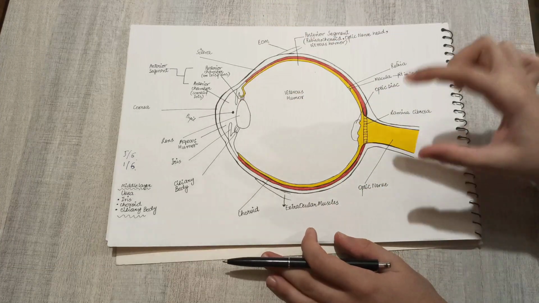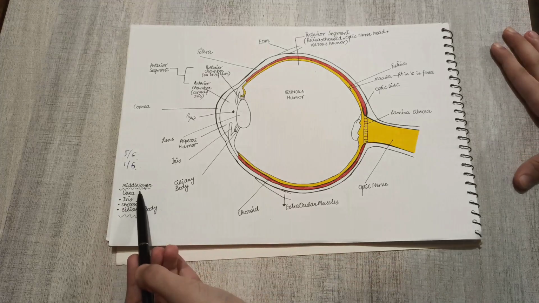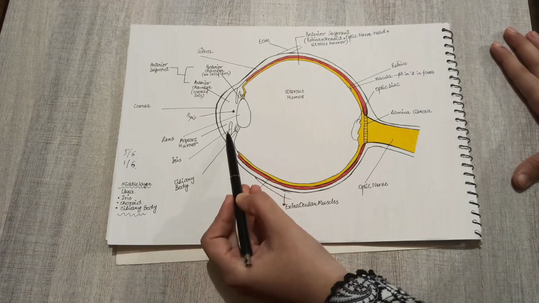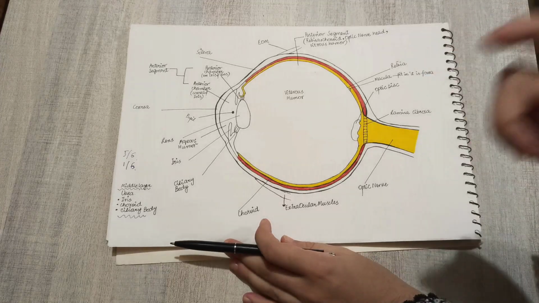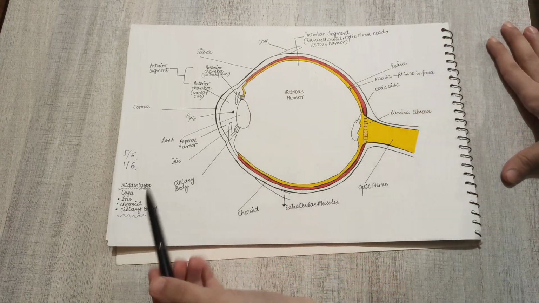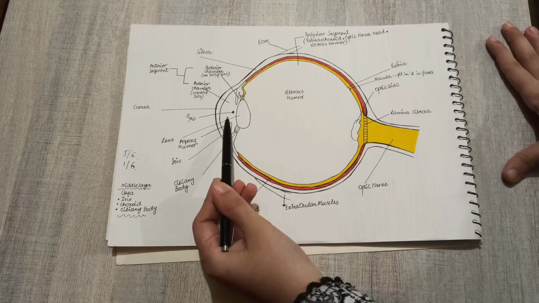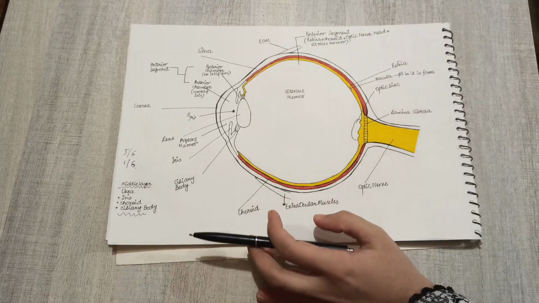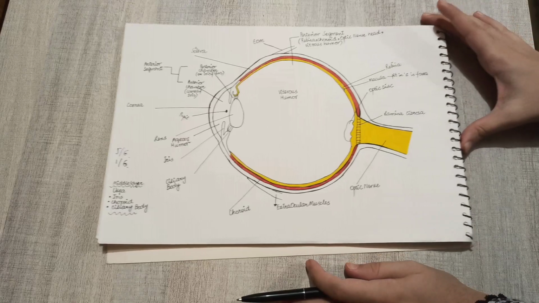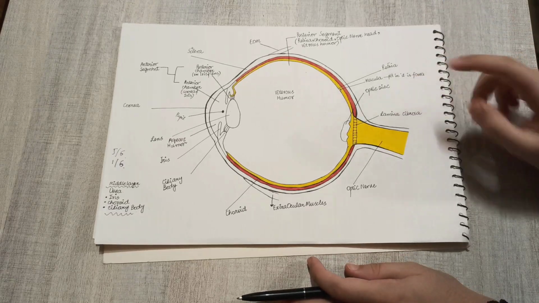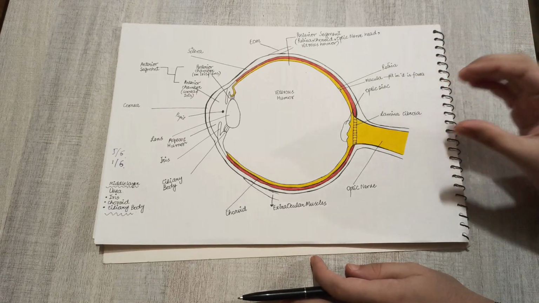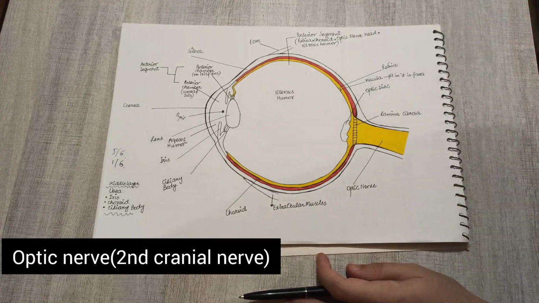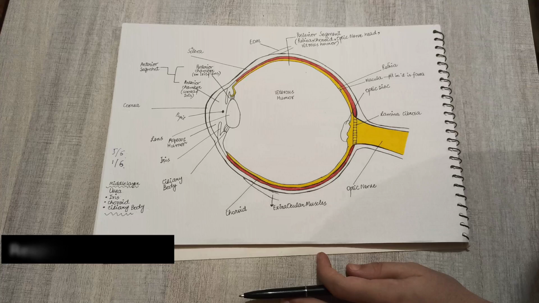Now let's move on to the second layer, which is uvea, and it consists of iris, choroid and ciliary body. This is the iris, which is the colored part of our eye and different in different people, and ciliary body releases the aqueous humor, and choroid is the highly vascular part here. Now retina. Retina consists of macula, optic disc and the optic nerve, which is the second cranial nerve, and it is responsible for our sight, like what we see.